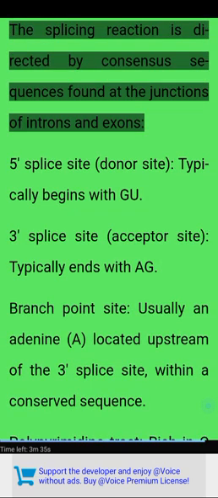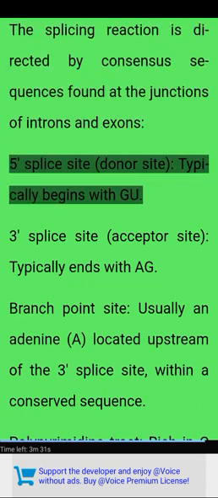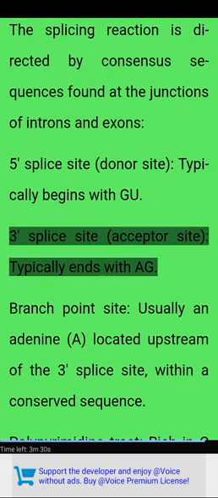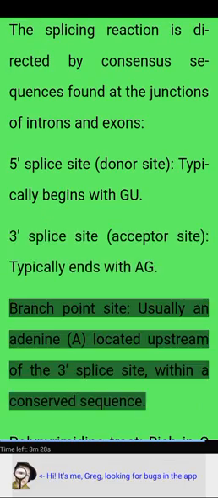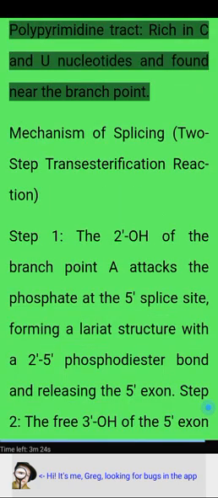The splicing reaction is directed by consensus sequences found at the junctions of introns and exons. 5' splice site, the donor site, typically begins with GU. 3' splice site, the acceptor site, typically ends with AG. Branch point site, usually an adenine, A, located upstream of the 3' splice site within a conserved sequence. Polypyrimidine tract, rich in C and U nucleotides and found near the branch point.